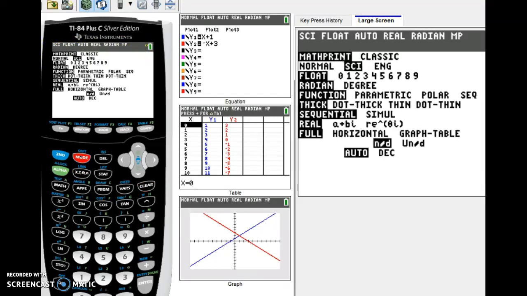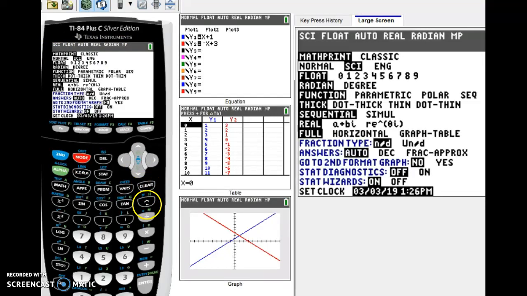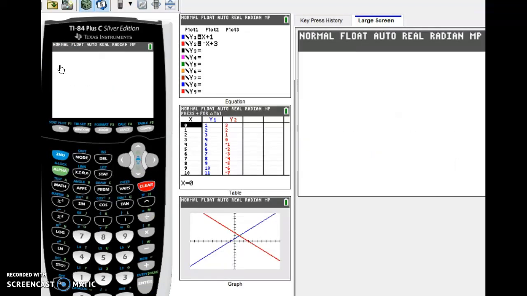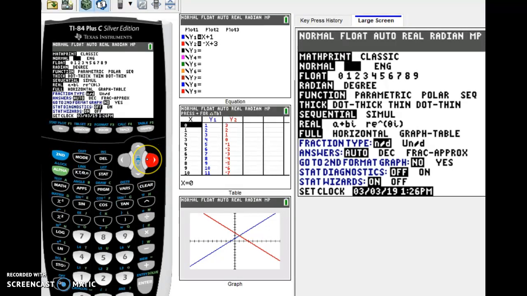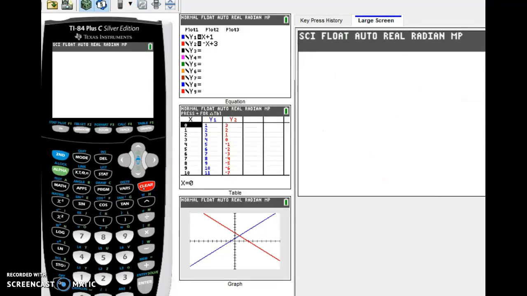If I went back to normal mode, pressed enter there, moved it to normal mode, and then I cleared, you can see the top menu says normal. But we want to make sure that we actually have it in scientific mode. So I'm going to change the mode here. Always make sure you know how to toggle between the two. So I'm putting it into scientific mode, and then I just clear and go back to the calculator. So now I'm in scientific mode.